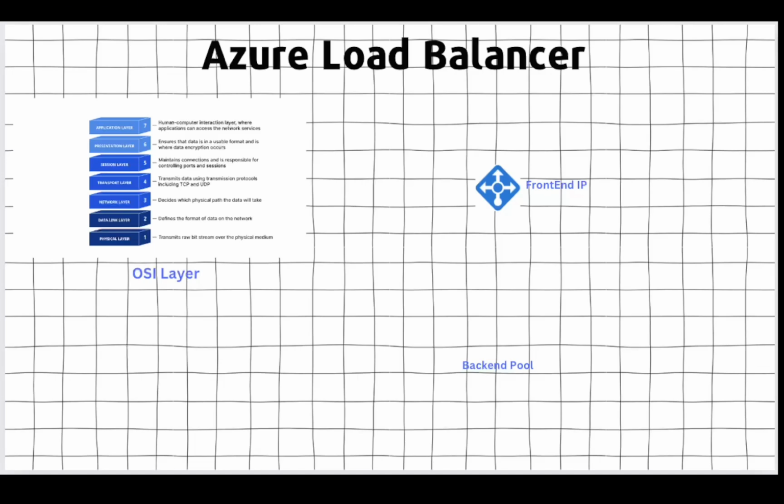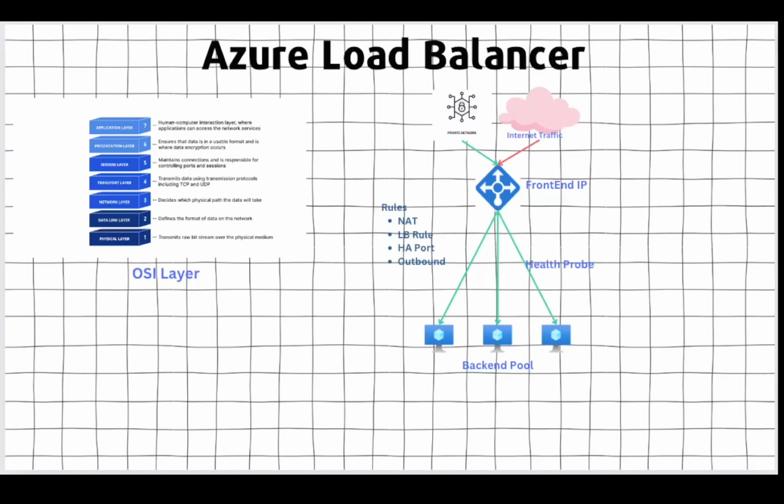It doesn't understand application-based traffic. It will not allow you to do SSL offloading and other pretty stuff which you can do on a web application, but it will allow you to transmit data between virtual machines. Load balancer has a backend pool, a set of VMs, and a front end, which can be a private IP address or a public IP address.